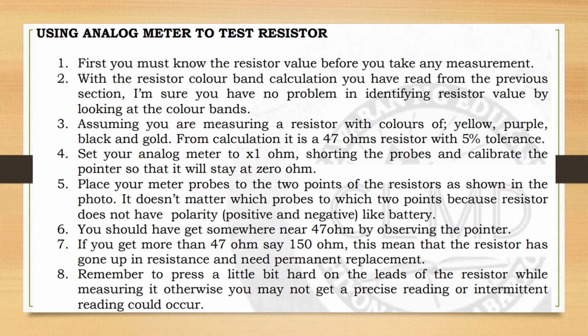If you get more than 47 ohm, say 150 ohm, this means that the resistor has gone up in resistance and needs permanent replacement. Remember to press a little hard on the leads of the resistor while measuring it, otherwise you may not get a precise reading, or an intermittent reading could occur.